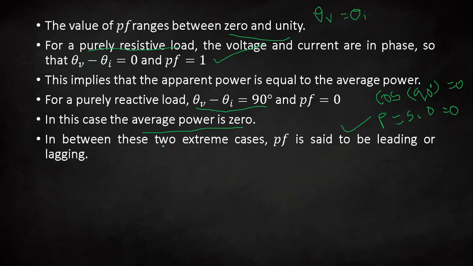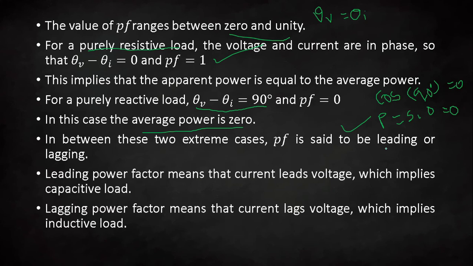Now, in between these two extreme cases of zero power factor and unity power factor, it is said to be either a leading power factor or a lagging power factor. Leading power factor means that your current leads the voltage by some degree, which implies a capacitive load. As far as lagging power factor is concerned, your current will lag your voltage by some degree, and that implies that your circuit has an inductive load.